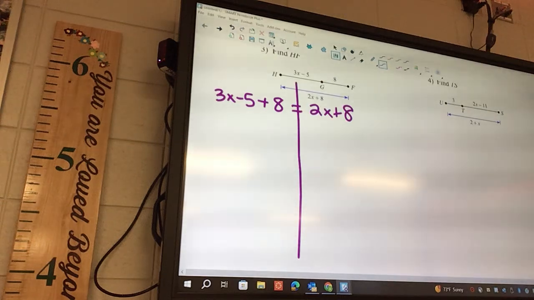Okay, how many pieces are on the right? 2. How many are on the left? 3.